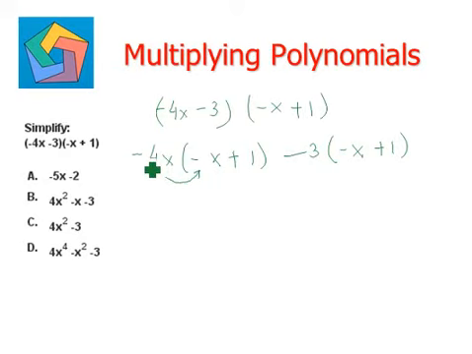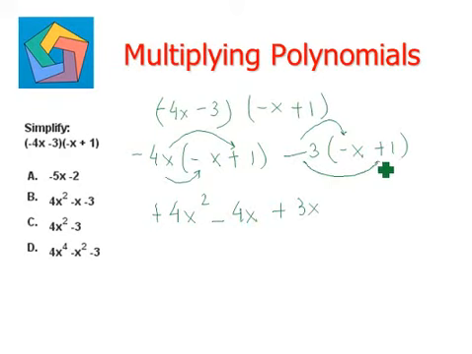So negative 4x times negative x. Two negatives when multiplied become positive. 4x times x becomes 4x squared. Negative times a positive is a negative: negative 4x times 1 is negative 4x. Then a negative times a negative is a positive 3x. And a negative times a positive is again negative 3.